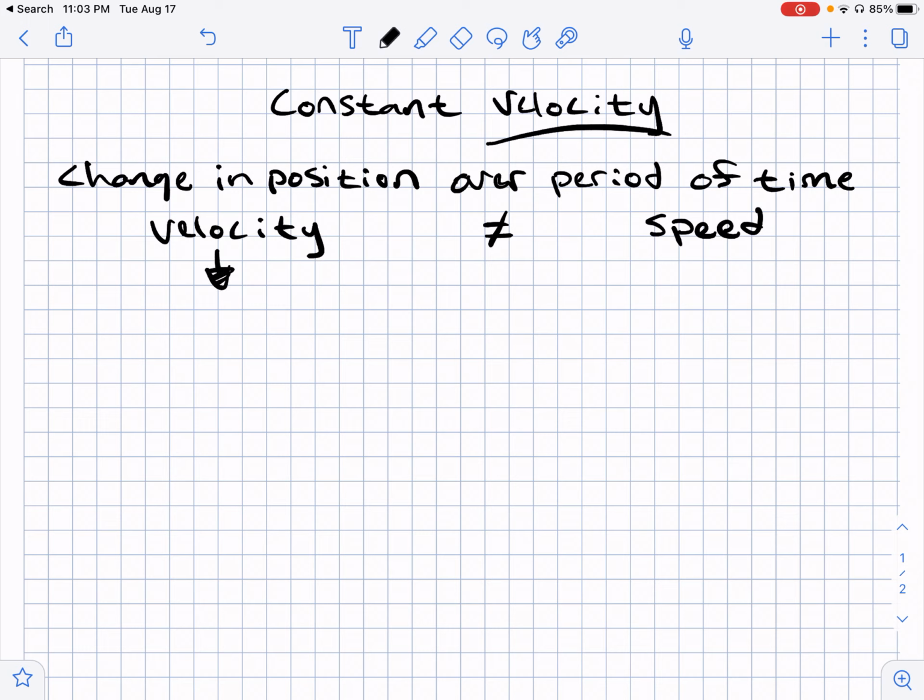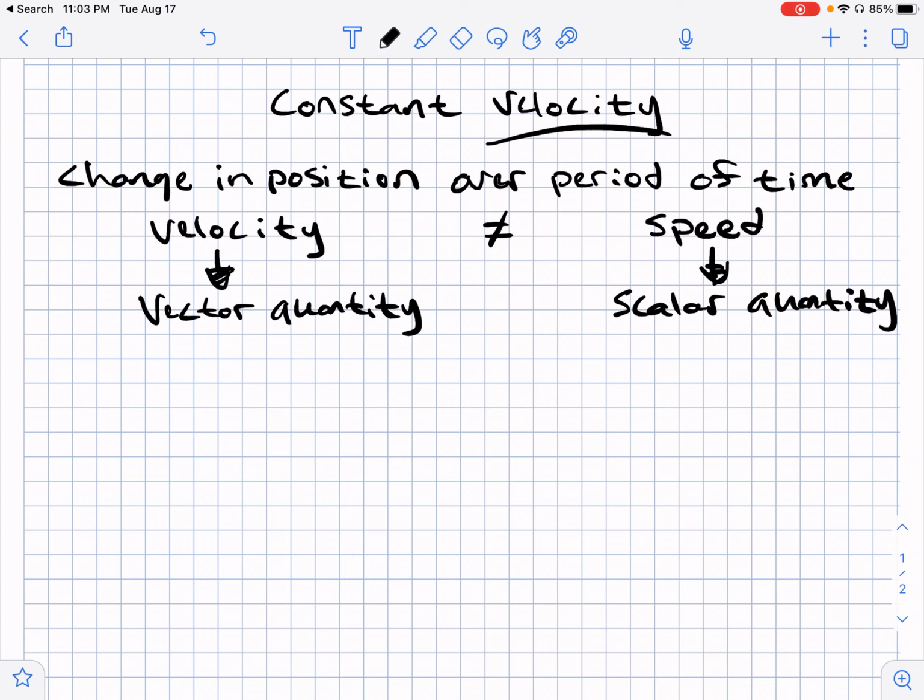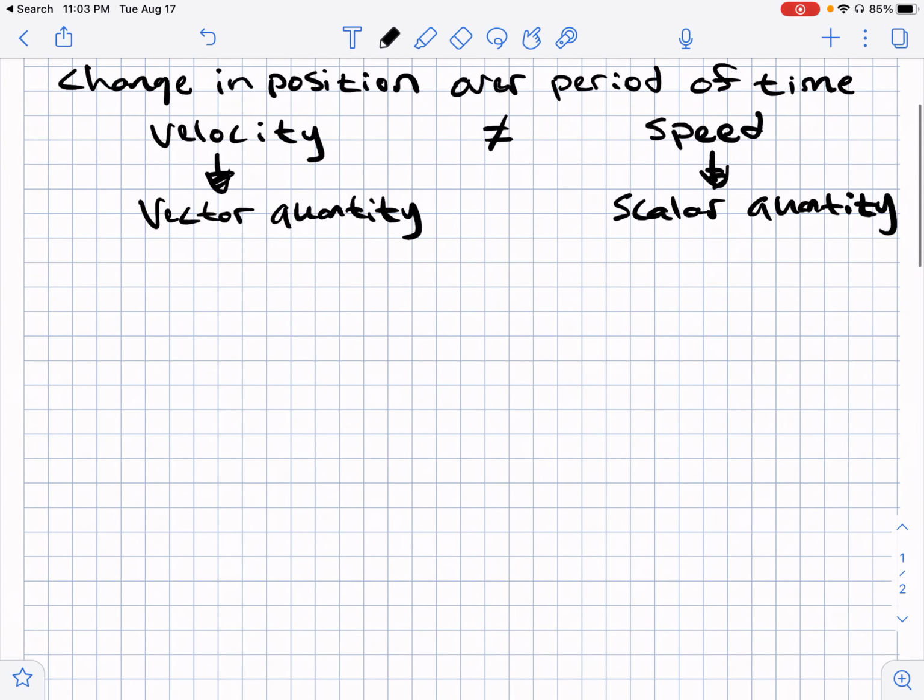Velocity is what we call a vector quantity, whereas speed is what we call a scalar quantity. And if you've ever watched the cartoon The Incredibles, there's a villain on there, and his name is Vector. He says he does crime with both magnitude and direction. And that's what a vector quantity is. It includes the magnitude and direction. A scalar quantity is just magnitude.